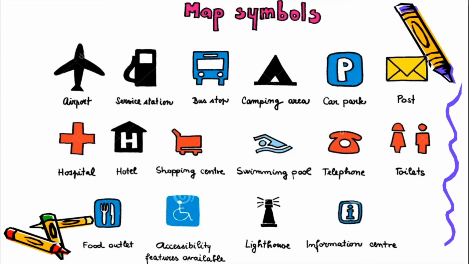So we talked about the airport. Now see, there is a symbol for a bus stop. There is a symbol for a post office. There is a symbol for a hotel. There is a symbol for a shopping center where they have shown a cart, isn't it? There is a symbol for a swimming pool. See, there are so many beautiful symbols over here. So now what you should do is pause the video here and take a proper look at all the symbols which you might find on a map.